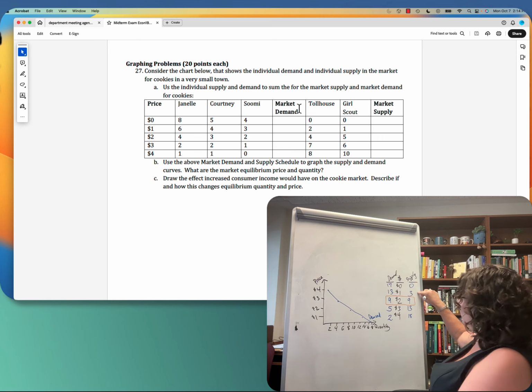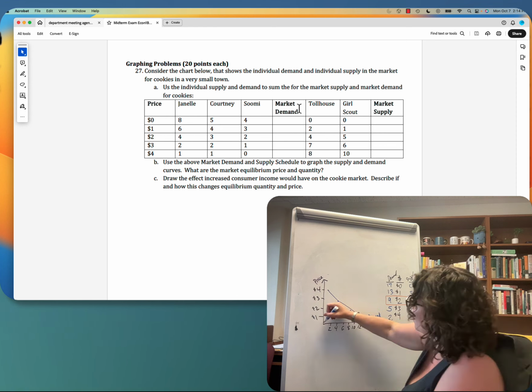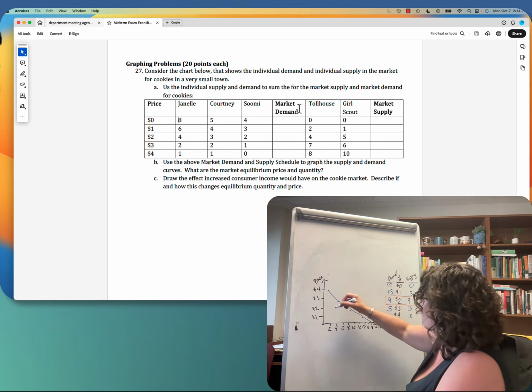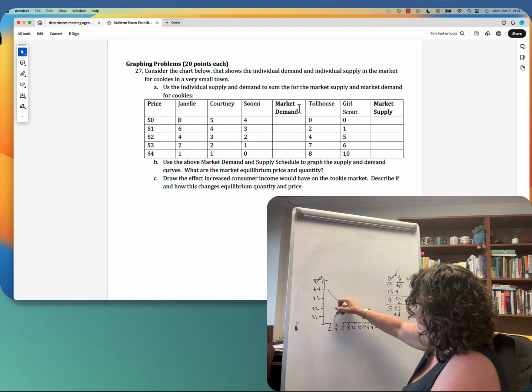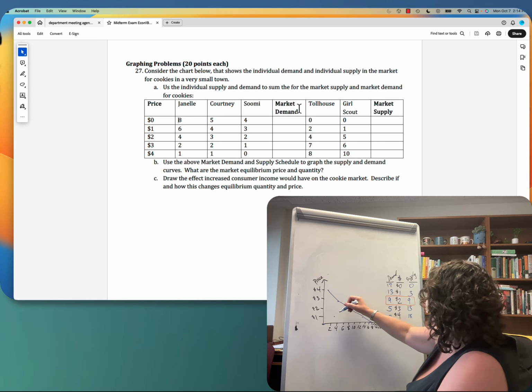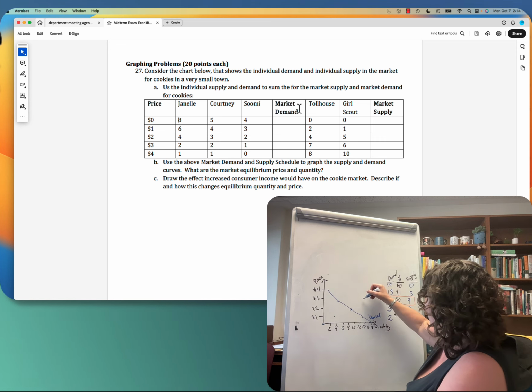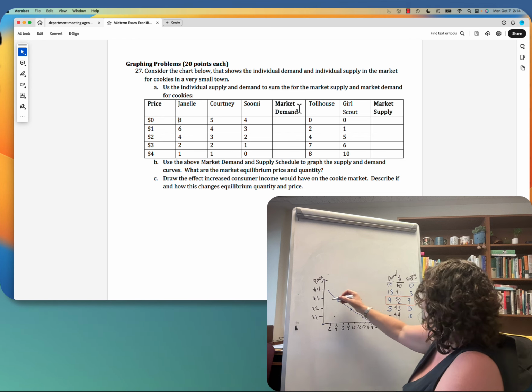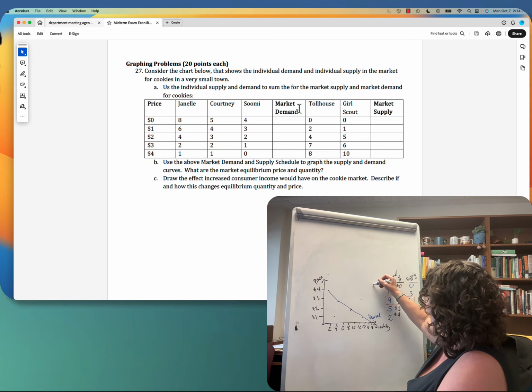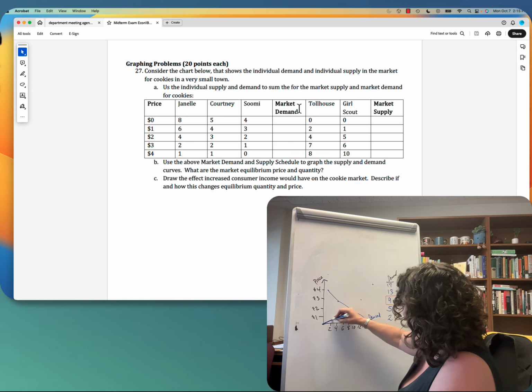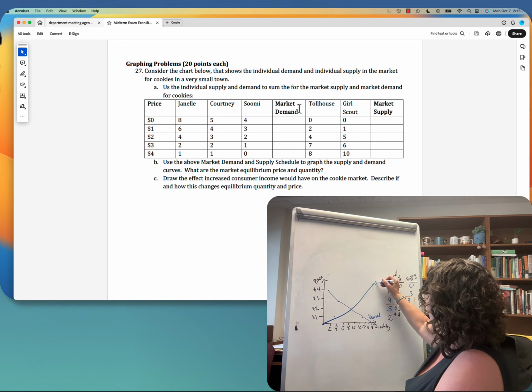And then our supply curve is going to be graphed upward sloping, starting with 0, 0, and then at $1 and 3 cookies, and then $2 and 9 cookies, and then $3 and 13 cookies, and then $4 and 18 cookies. So that's our supply curve.